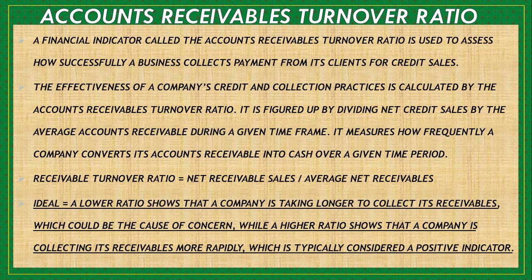Formula: net credit sales divided by average net receivables. Ideal: a lower ratio shows that a company is taking longer to collect its receivables, which could be the cause of concern, while a higher ratio shows that a company is collecting its receivables more rapidly, which is typically considered a positive indicator.